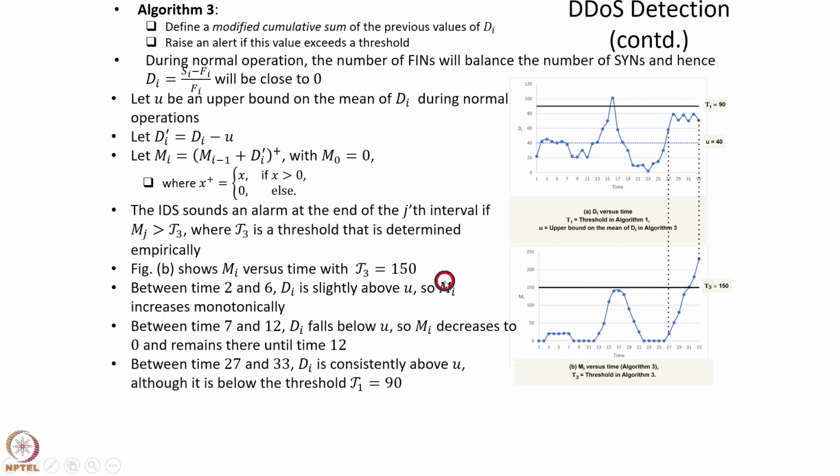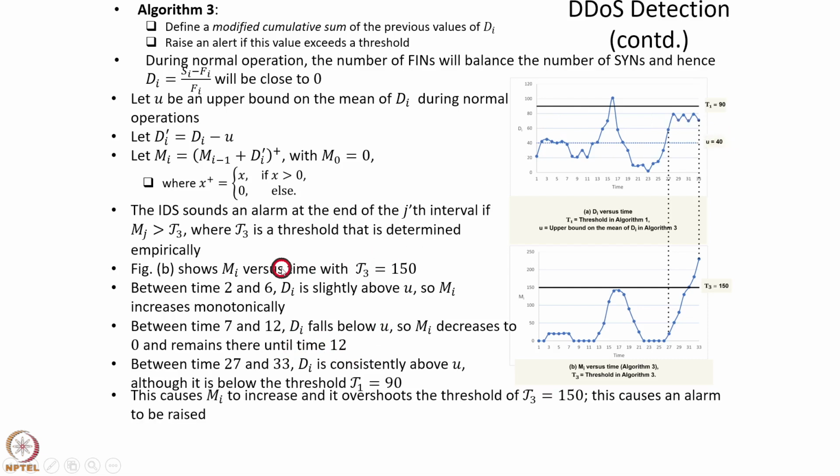Between time 27 and 33, that is this interval, di is consistently above u. So we can see that from here. So di is above u, so hence di prime is a large positive number. So di is below the threshold tau 1 equals 90 of algorithm 1. So hence there was a false negative in algorithm 1. So this causes mi to increase. So since di is consecutively above the threshold u, that causes mi to increase and it overshoots the threshold of tau 3 equals 150. This causes an alarm to be raised.